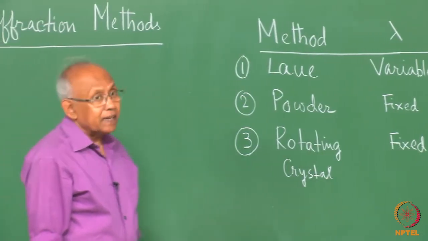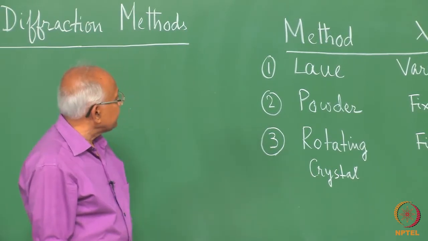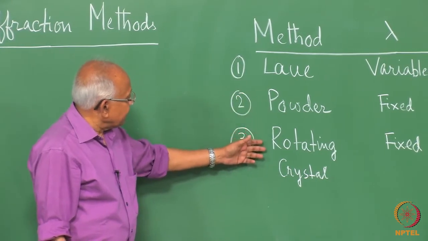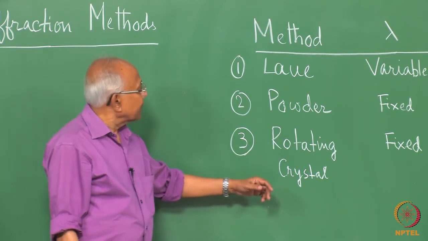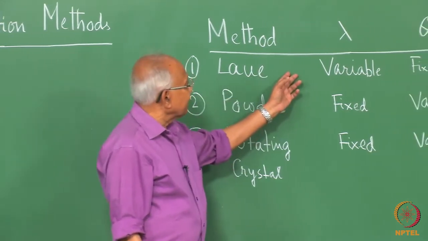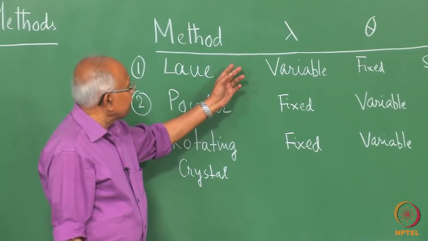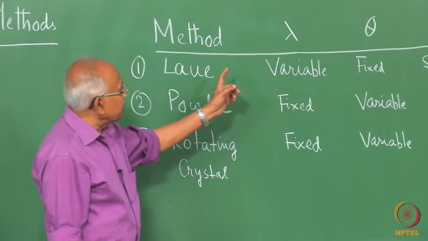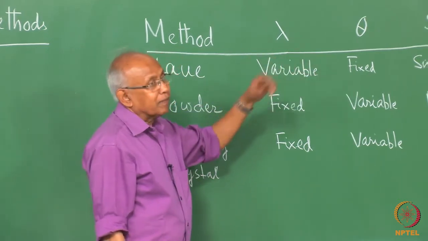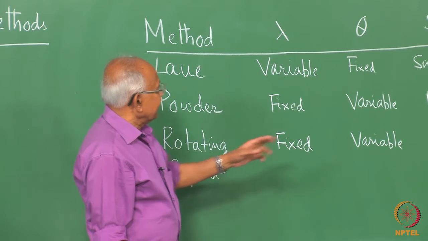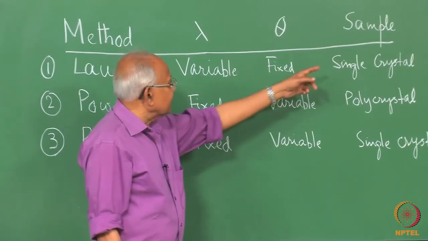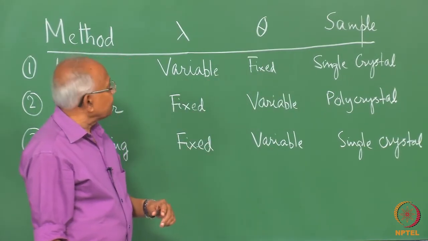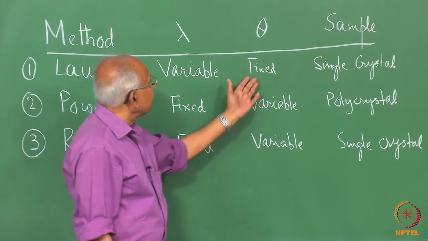Now, the three X-ray diffraction methods are the Laue method, the powder method, and the rotating crystal method. In the Laue method, the X-ray that is used has a variable wavelength. That means, in this method, we use a white radiation from the X-ray tube. The sample in this case is a single crystal, as a result of which theta, the angle of incidence of X-rays on an atomic plane, is fixed.